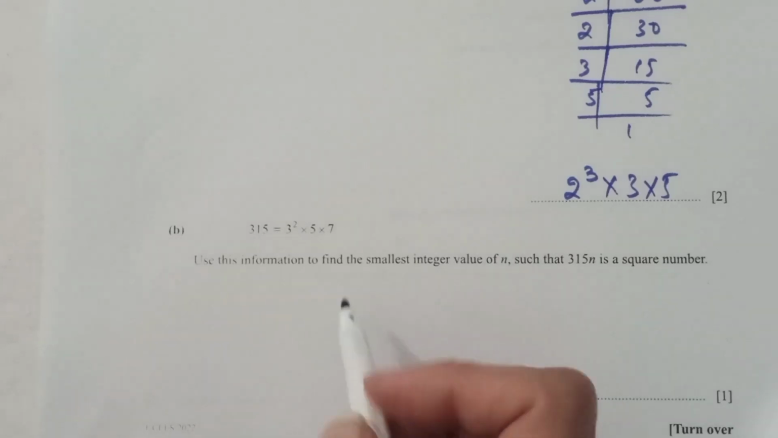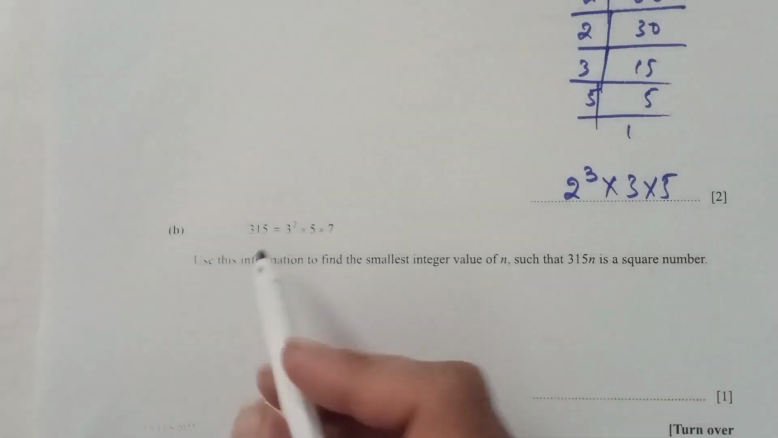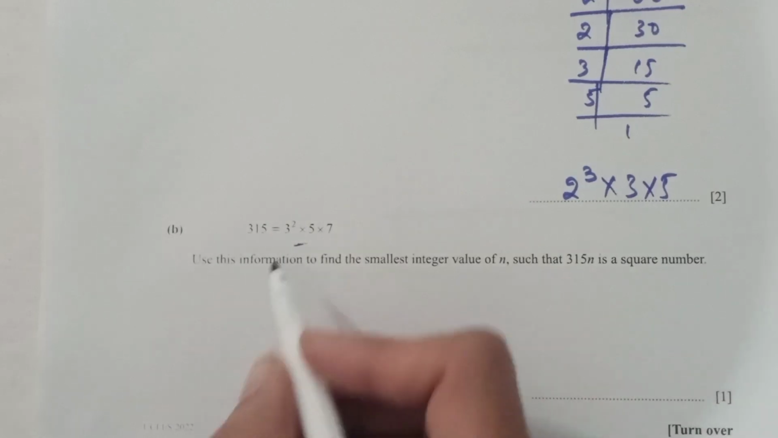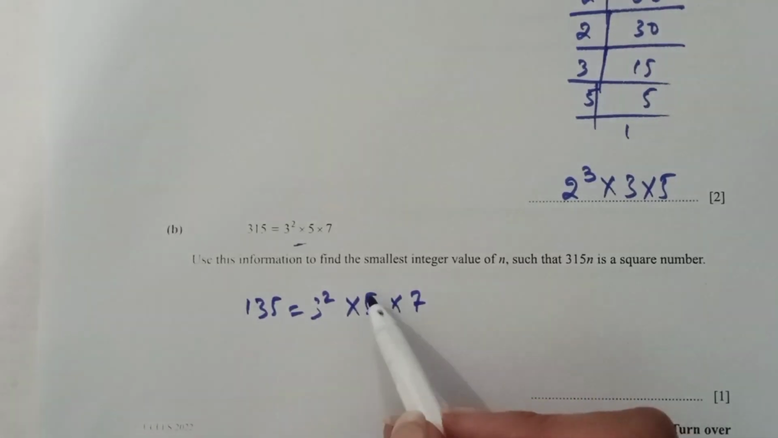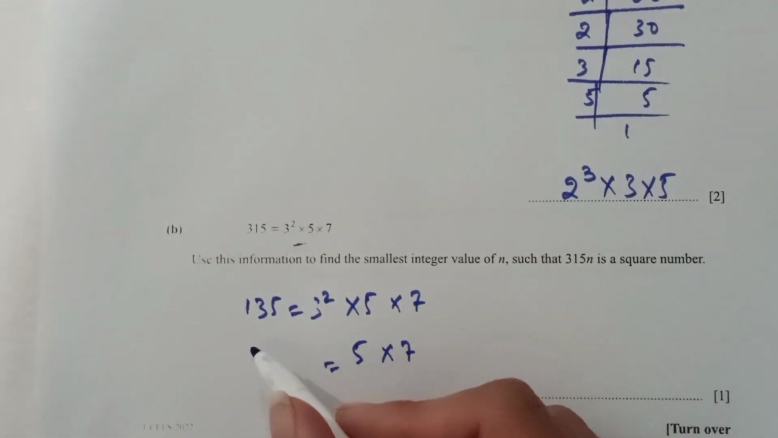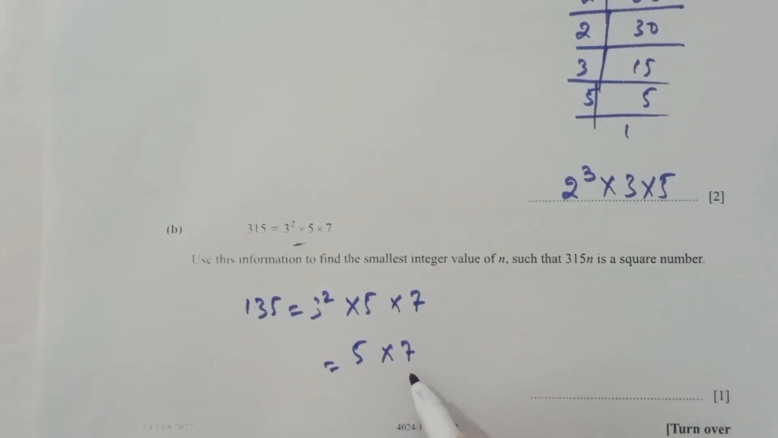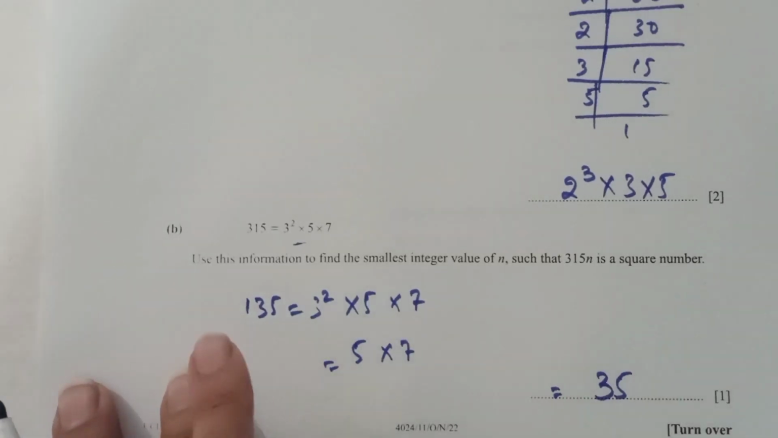Now students, B part, use the information to find the smallest integer value of n that is a square number. We have to find the value so that it becomes a square number. We know that 5 is given to us. When there is one more 5 and one more 7, then it becomes a square number. That's why when we multiply 7 by 5, we get 35. That's our answer. If we add 5, it becomes 5 squared, and when we add 7, it becomes 7 squared, and then it becomes a square number. It means the answer is 5 multiplied by 7, 35. Now students, question number 11 is also solved.